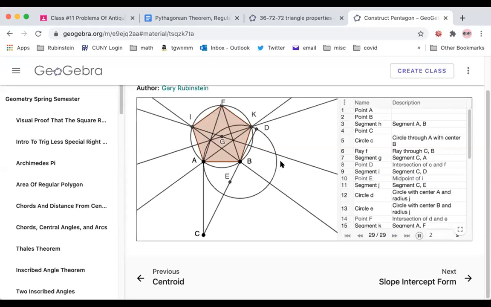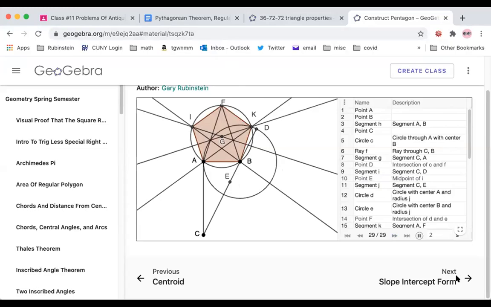Sorry, I did it a bit of a different way, I realize now, but that's the gist. So what I wanted you to learn from this whole thing is, one, that a 36, 72, 72 triangle is a very important thing.